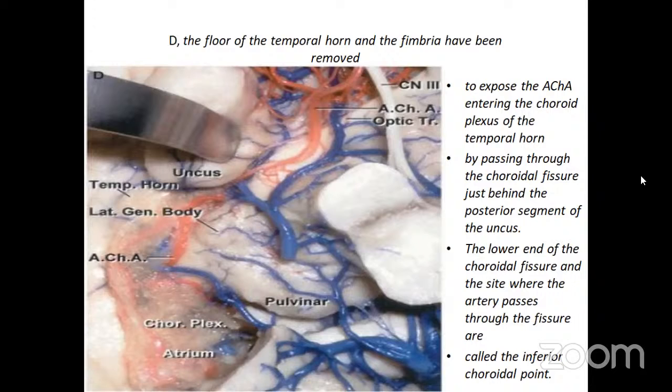One important point here is that the lower end of the choroidal fissure and the site where the artery passes through the fissure, that is this point, is known as the inferior choroidal point, where the anterior choroidal artery enters the choroidal fissure at its lower end.